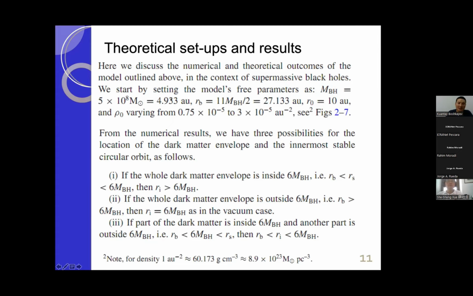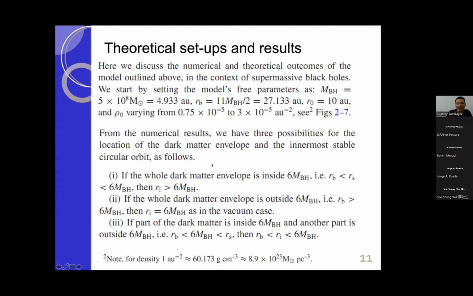Then R_B, we have chosen to be smaller than 6 black hole masses. So it is 5.5 black hole masses. R0, we have chosen 10 astronomical units. So it is like the size of the core of the galaxy, where we have a dark matter distribution. It is also a free parameter, so anyway, we can choose any value for this. And then we have chosen rho naught, the central density of the dark matter distribution, having values from 0.75 times 10 to the minus 5 up to 3, in astronomical units, so in geometrical units.